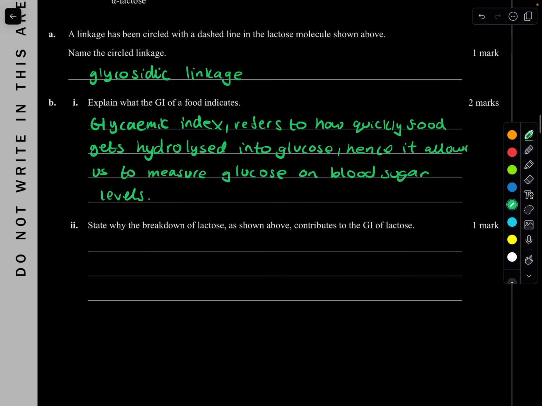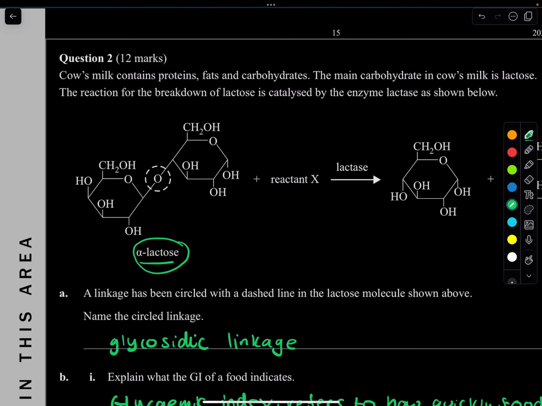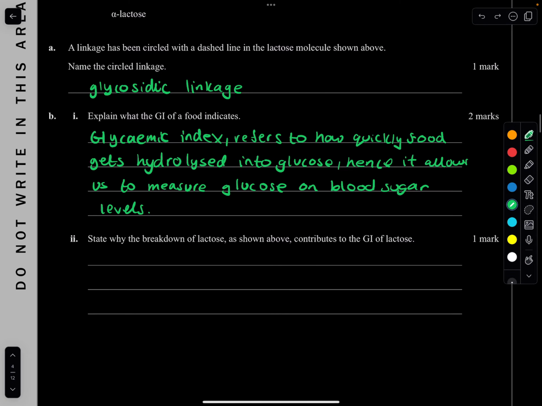Beautiful. State why the breakdown of lactose as shown above contributes to the GI of lactose. So GI, your glycemic index. Well, if you're breaking down lactose using a reactant X, of course you're breaking it down into glucose molecules. One's glucose and one's something else, but if you're breaking it down into glucose, your glycemic index is going to go up because now your blood sugar levels have glucose in them. So the question is, state why the breakdown of lactose contributes to the GI: because when you're hydrolyzing it, you're producing glucose and hence your GI increases. Very, very nice and easy.